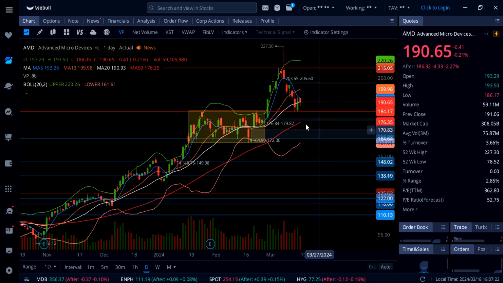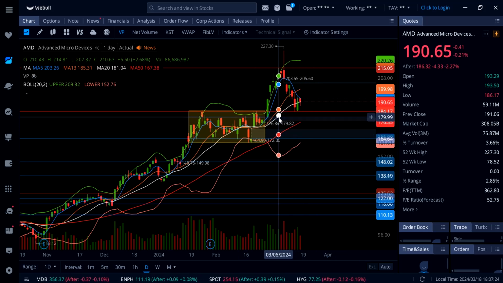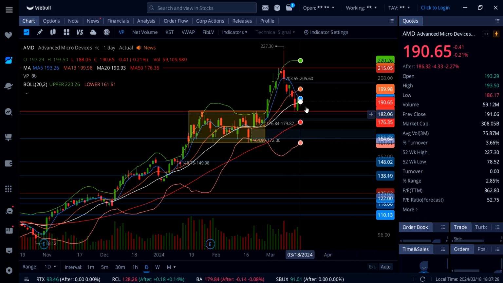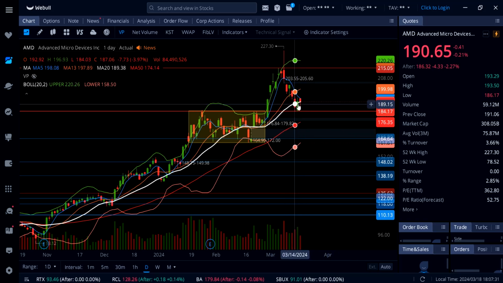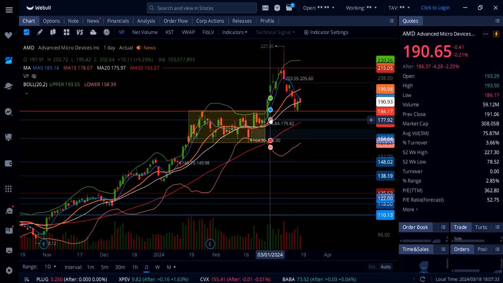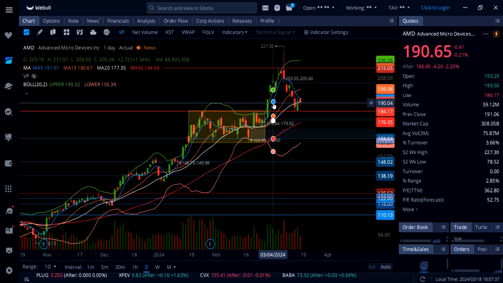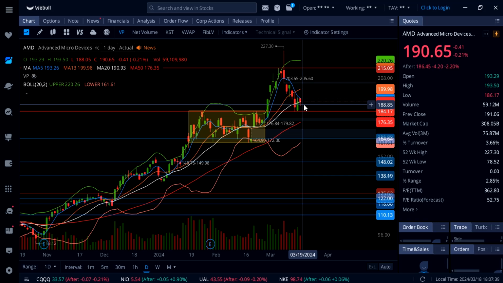So watch this support at 184 and also the resistance here, and the support right now at 190, because it's going to open below 190. So that's going to be a resistance to watch tomorrow. And then also a resistance right here at 193, the 5-day moving average. And above that, this thing can run back up to 200.